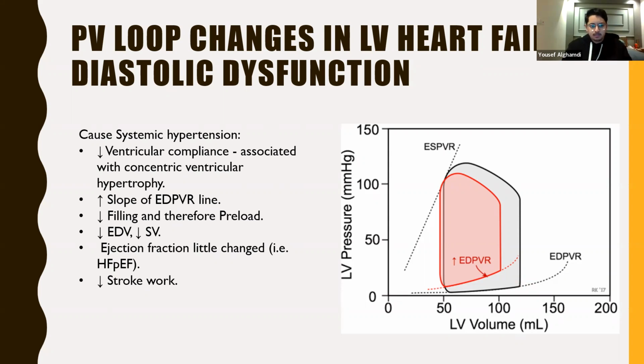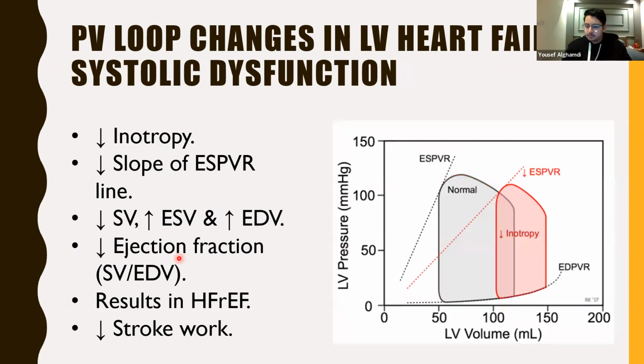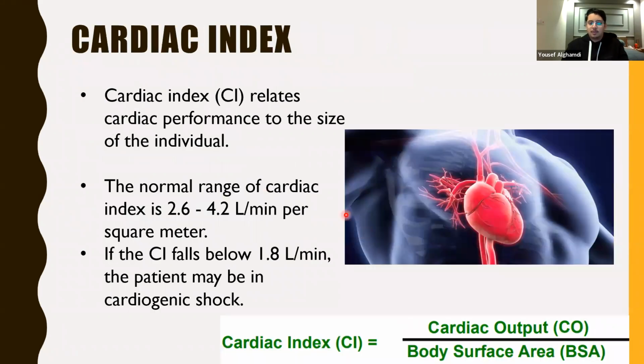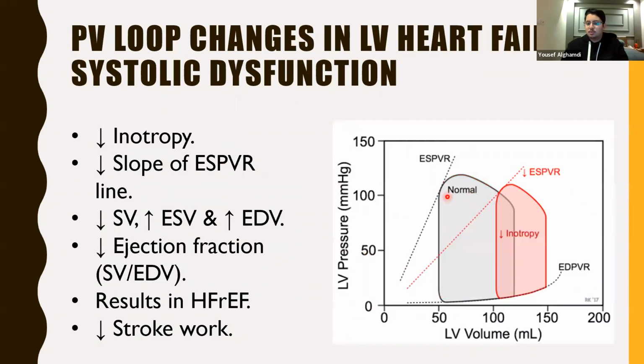If the slope increases, will the contractility increase? In systolic here, do you mean this slope? Oh, you mean this slope, right? I don't think it will, right? Because you have hypertension, you will have a baroreceptor reflex. Well, here you won't have an increase in the slope. In systolic dysfunction, you'll have a decrease in the slope.